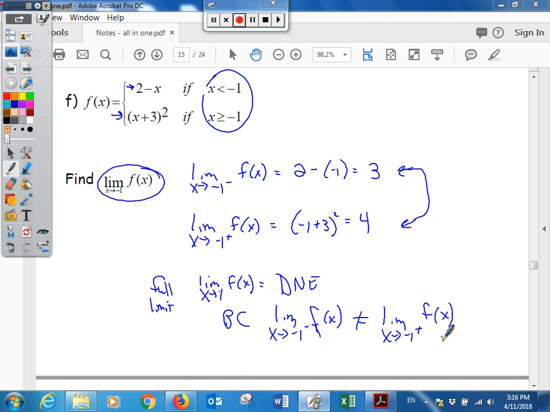So for piecewise functions, if you're looking at the limit as x is approaching the number where that graph splits, that's the key. It's at the point where the graph splits. If it's not where the graph splits, then all you have to do is plug in. But if it's at the point where the graph splits, you have to look at what happens from the left and what happens from the right, and then compare the results.